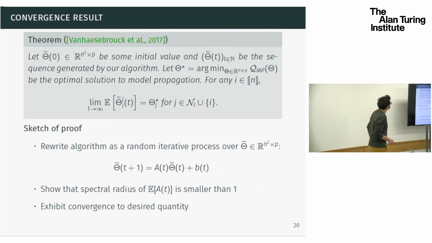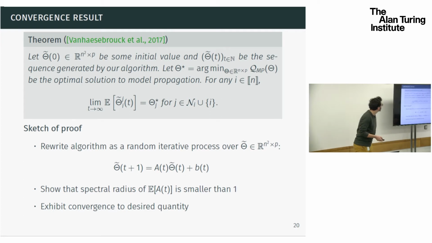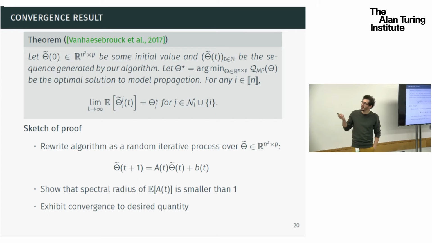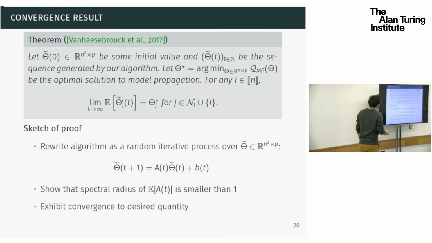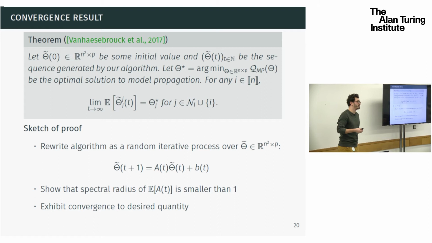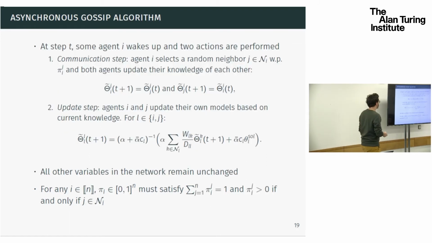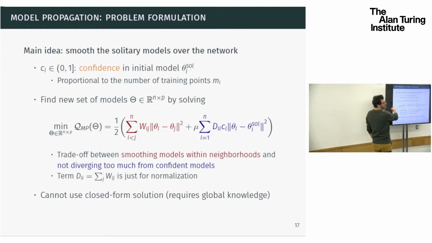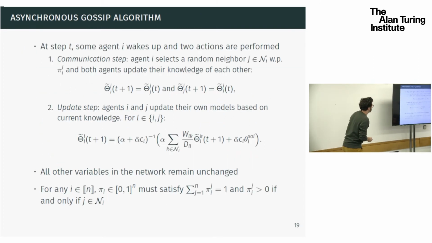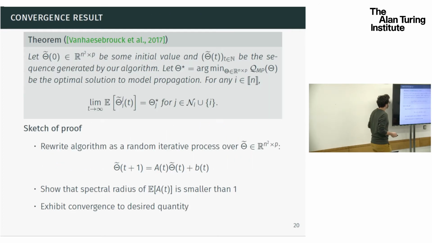So what can we prove about such an algorithm? Actually, for this algorithm, we have convergence in expectation. What this theorem is saying is that if you run the algorithm long enough, so when t goes to infinity, the expected models at each node converge to the true ones, or what I mean by the true ones is the one that minimizes the objective function that I defined earlier. So I don't really have a rate of convergence here. I only know it converges asymptotically, essentially.